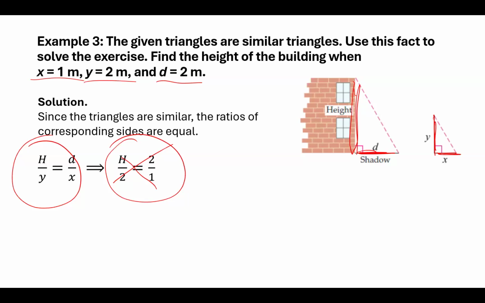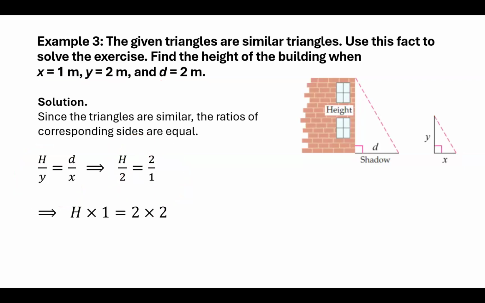Maybe I should call it X multiplication or diagonal multiplication. It'll be h times 1 equals 2 times 2, and then solve for h. If you prefer, to cancel that 1, you divide on both sides of the equation, because it's multiplying. You end up getting that h equals 2 times 2 over 1, which is 4 over 1, which is 4. So the height of the building is 4 meters.